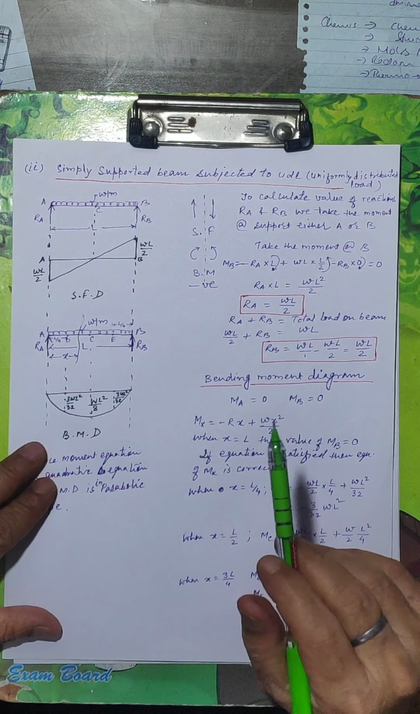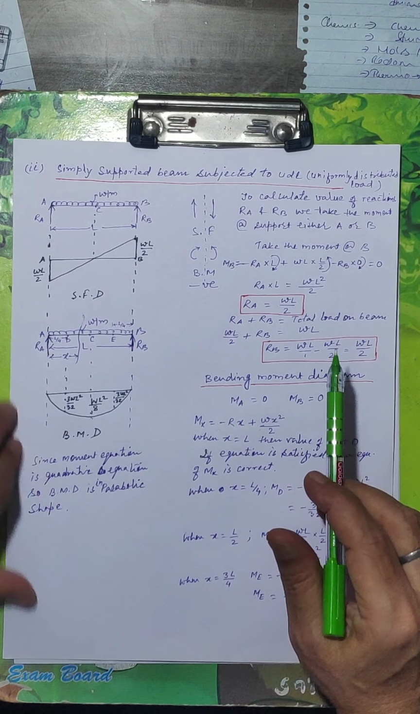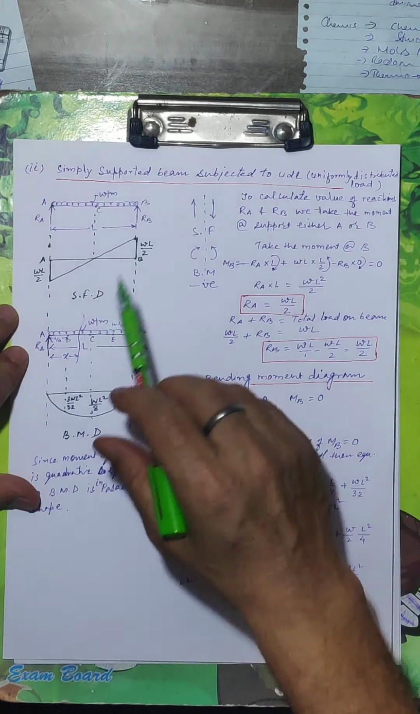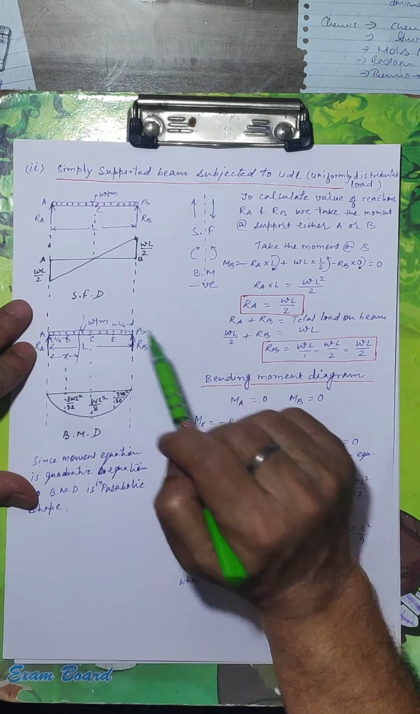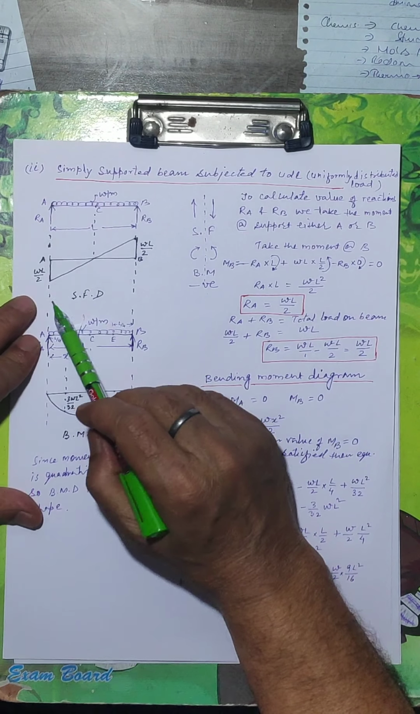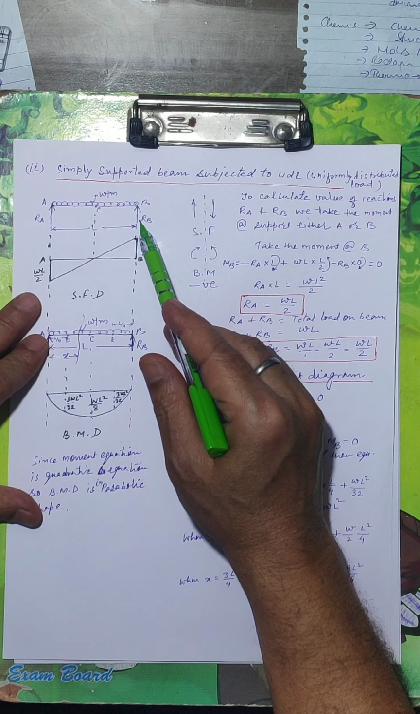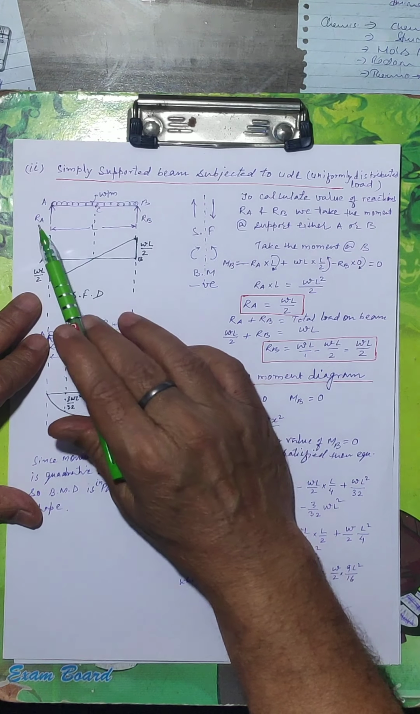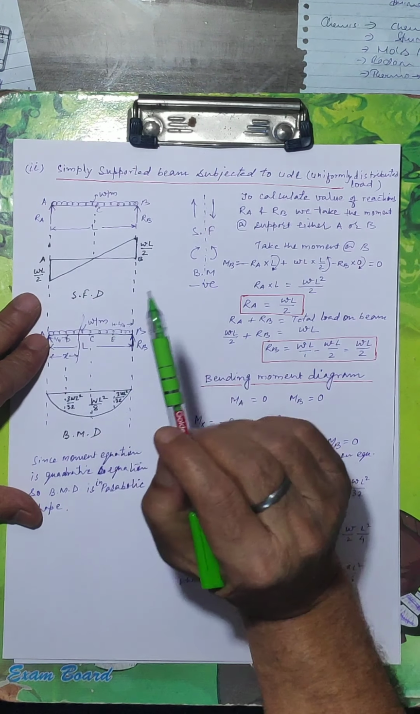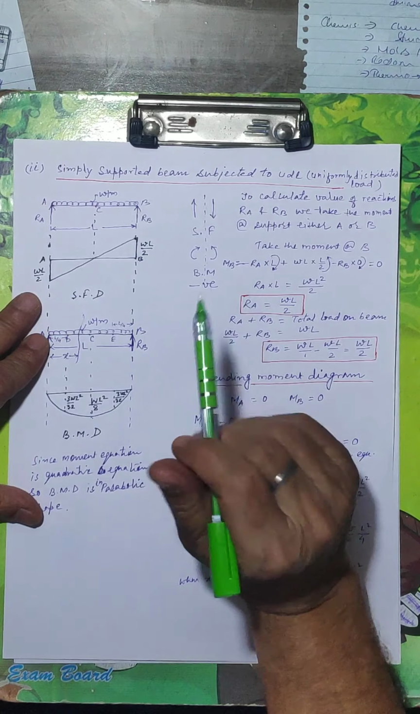Now let us first draw the shear force diagram. We draw the shear force diagram. How? We take the section at B, and we start from the left side, support A, taking the section at B.